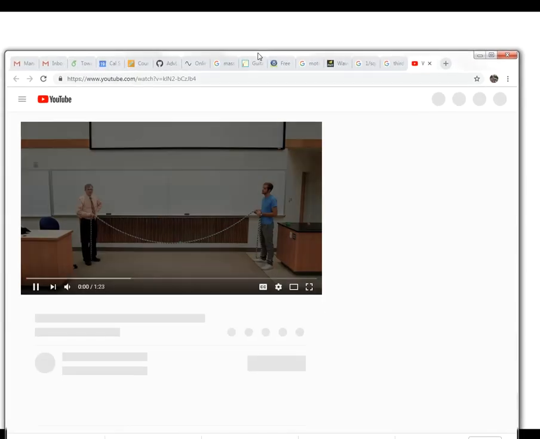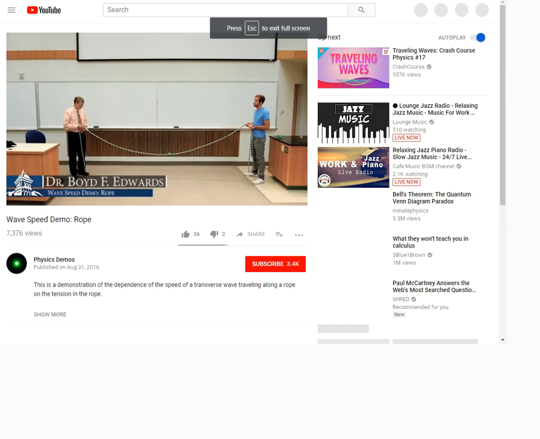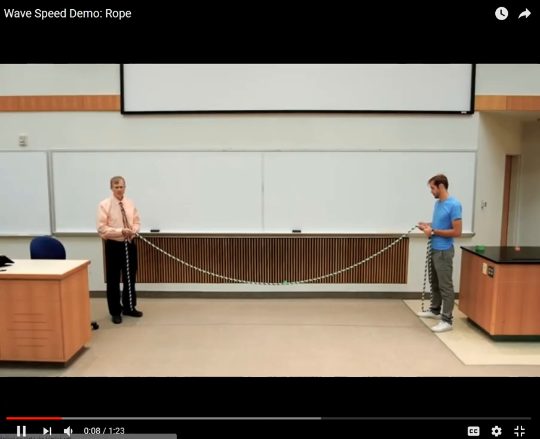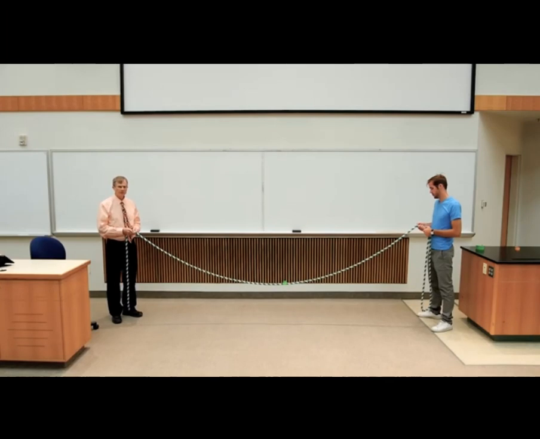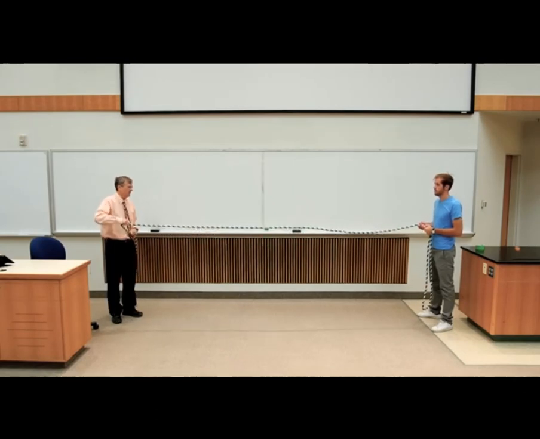Please watch this video. This is a demonstration of wave speed on a rope. The wave speed depends on the tension in the rope in a direct relationship. So if we don't have much tension in the rope, the wave speed is fairly slow. But as we increase the tension in the rope, the speed increases, and at higher and higher tensions, the speed gets very high.